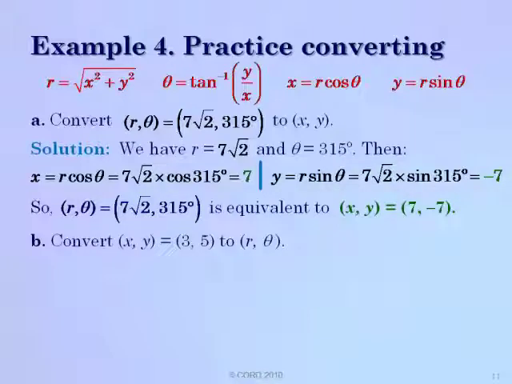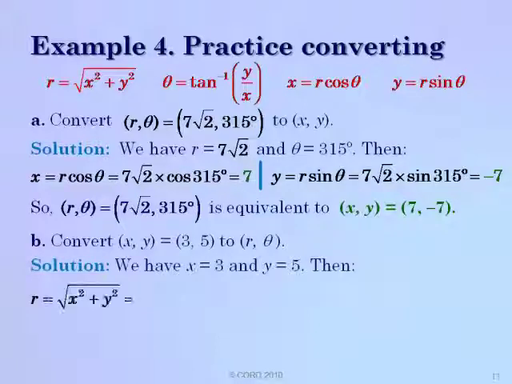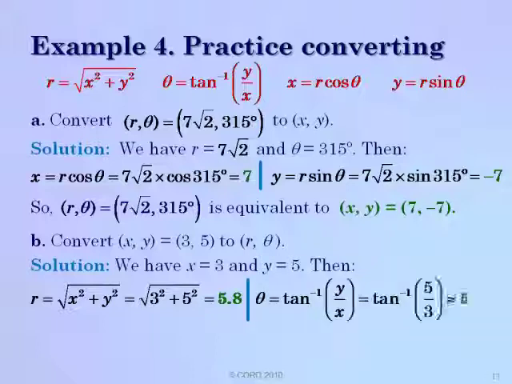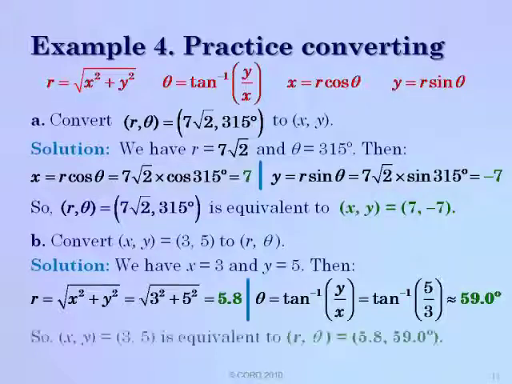Now let's convert xy of 3 and 5 to r theta, to polar coordinates. So we have x equals 3 and y equals 5, which we can substitute into our formula for r, which is equal to the square root of 3 squared plus 5 squared, and that evaluates to 5.8. Similarly, theta is equal to the inverse tangent of y over x, which is the inverse tangent of 5/3, which will come out to about 59.0 degrees. So we have our xy point is equivalent to the polar coordinates 5.8 at 59.0 degrees.